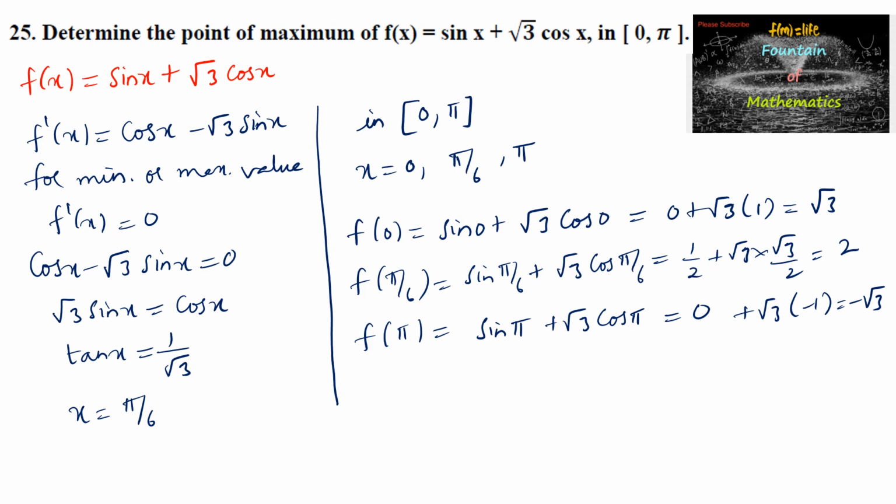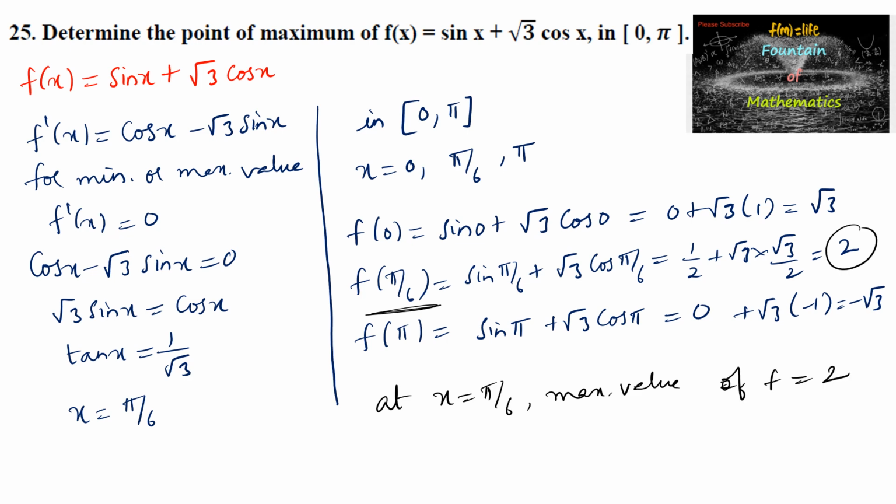So here we can observe that among these three, the maximum value obtained is 2 at x is equal to pi by 6. So we can conclude that at x is equal to pi by 6, the maximum value of the function f is 2. So we can conclude the point of maximum is nothing but the point x is equal to pi by 6. At this point the maximum value is 2. So pi by 6 is the answer.